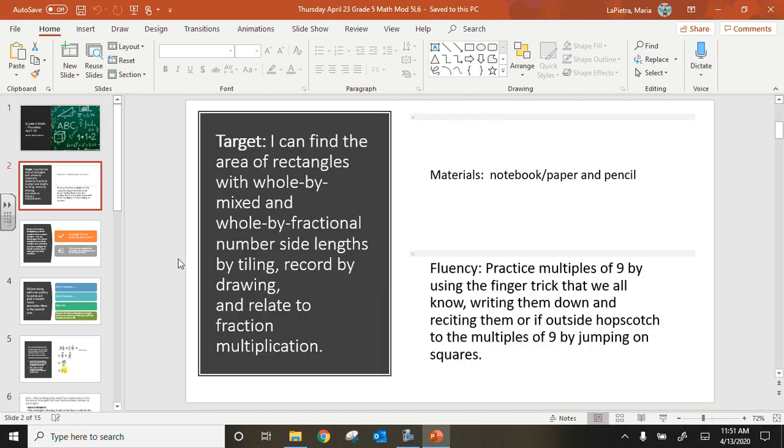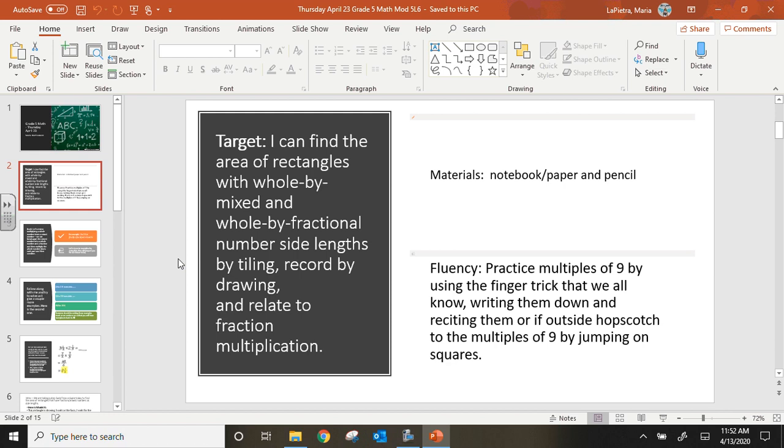Okay, our target today: I can find the area of rectangles with whole by mixed and whole by fractional number side lengths by tiling, record by drawing, and relate to fraction multiplication. And you will totally understand that once we get done with this, because we will be going back to the target and you will be able to explain that. Make sure you have materials, a notebook, paper, and your pencil ready to go.